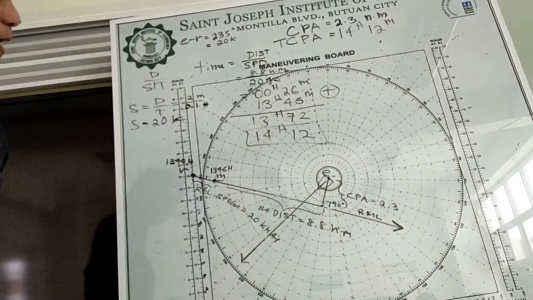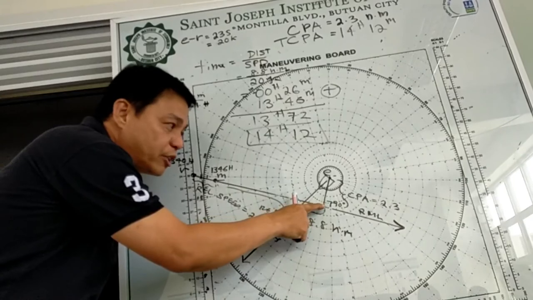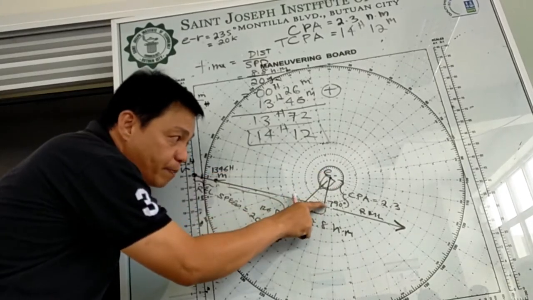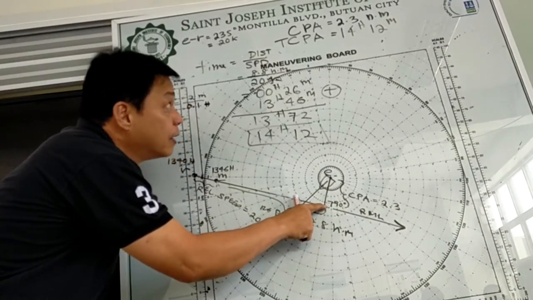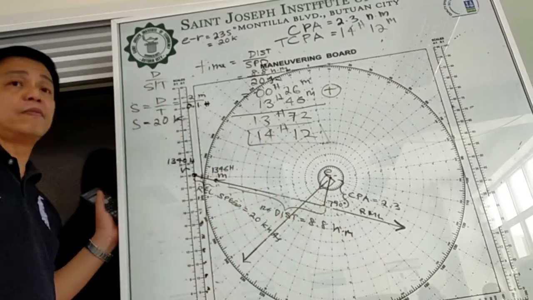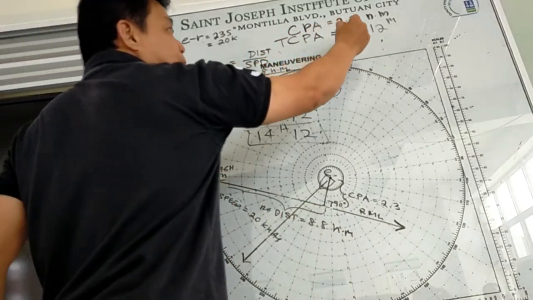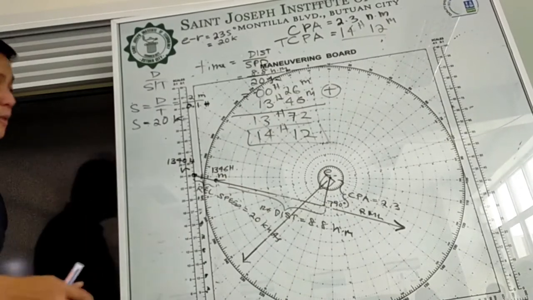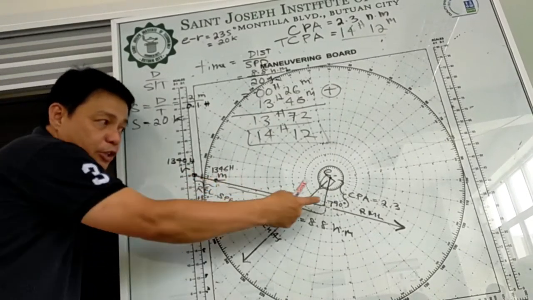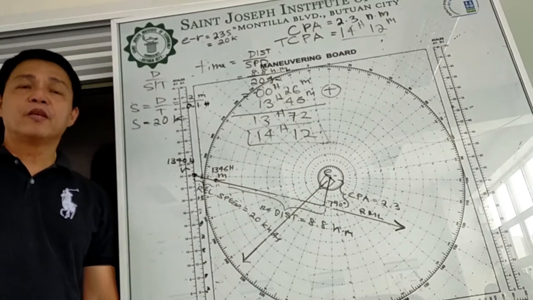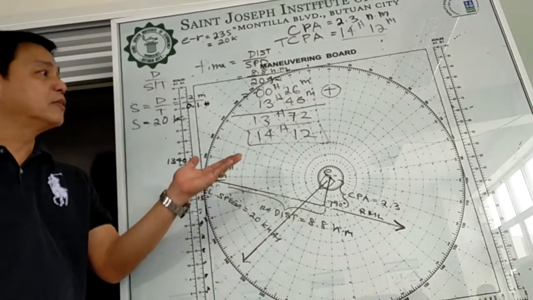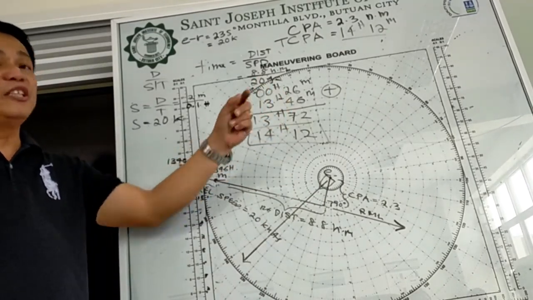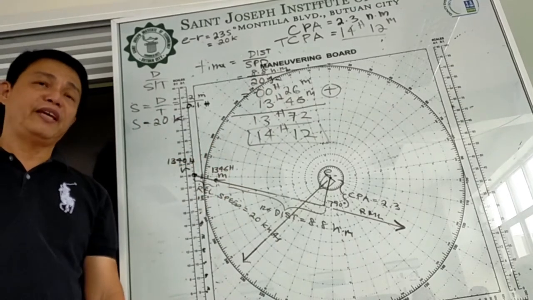That is the time when the vessel is closest to you. Your vessel will reach this position at 1412. It will reach that position at 1412. Okay, I repeat, this vessel will reach that position at 1412. You have barely how many minutes? Around 26 minutes for you to think.